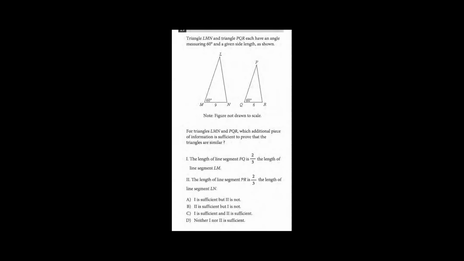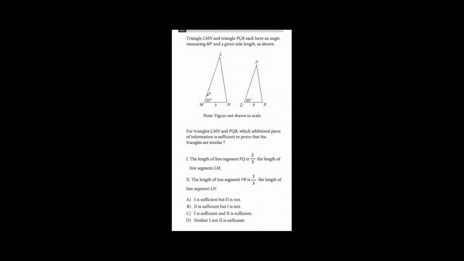Okay, so for this question, we're given two triangles, and we're asked to find which additional piece of information can prove the triangles are similar. So in all cases, to prove two triangles are similar, you either need two angles or you need an angle and two side lengths that are adjacent to the angle.